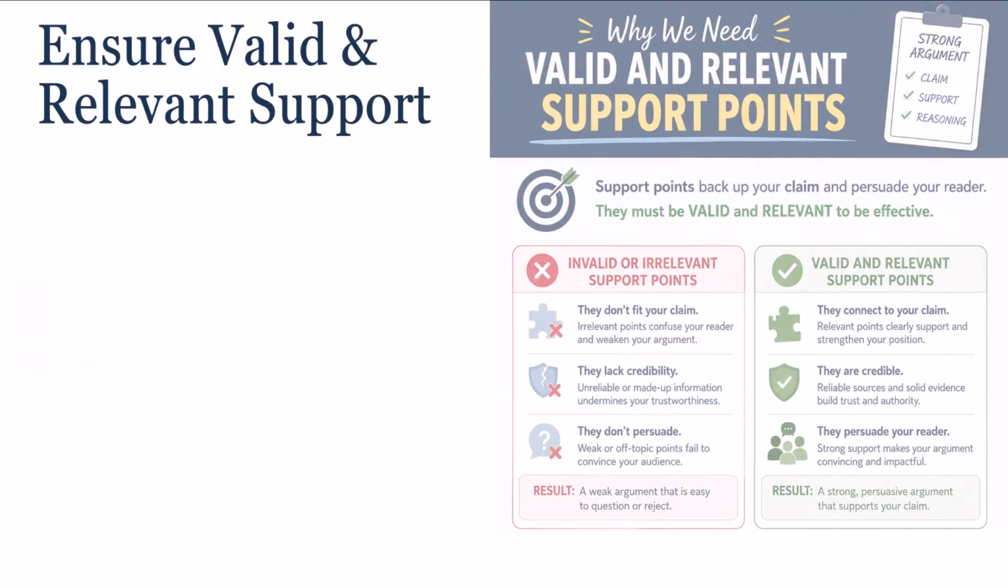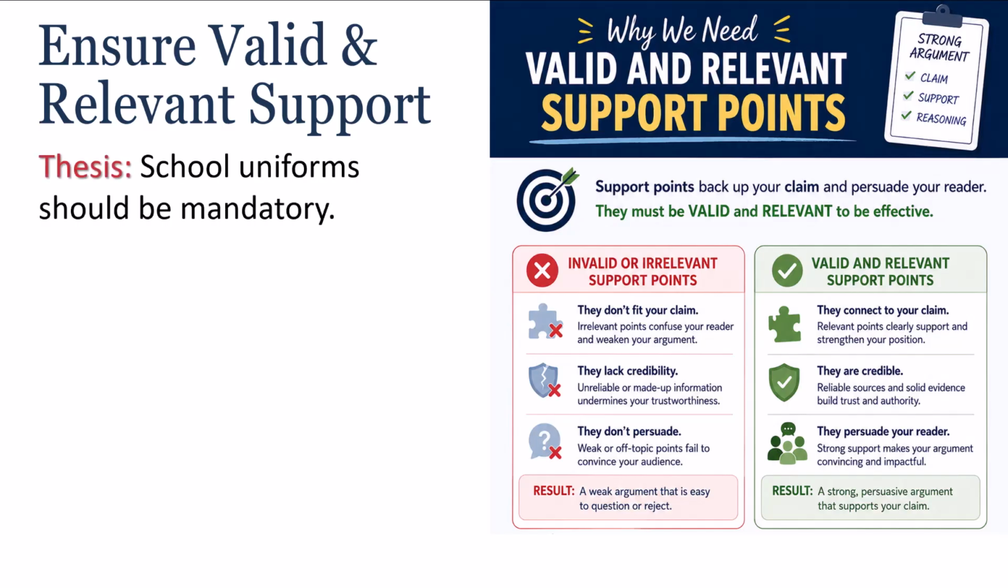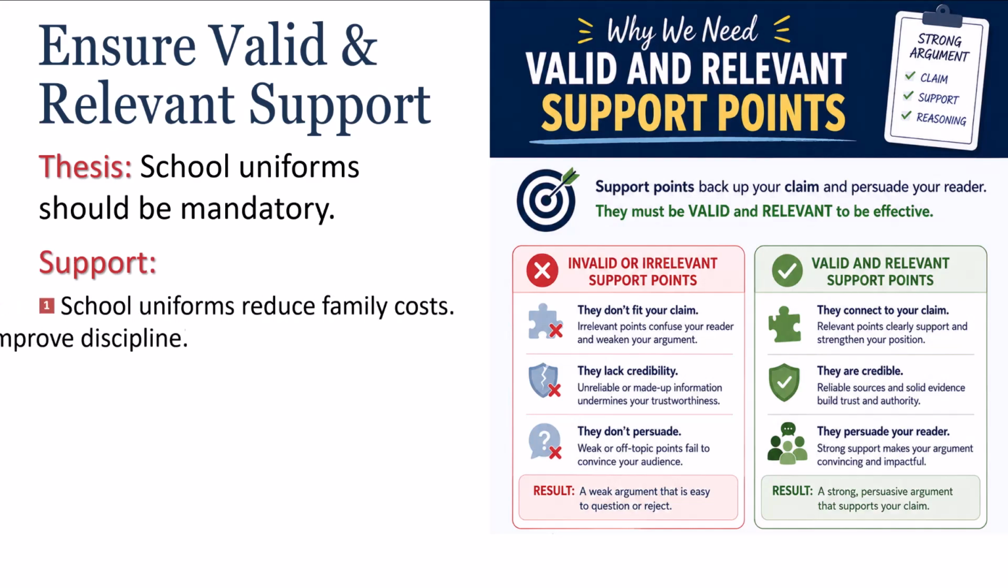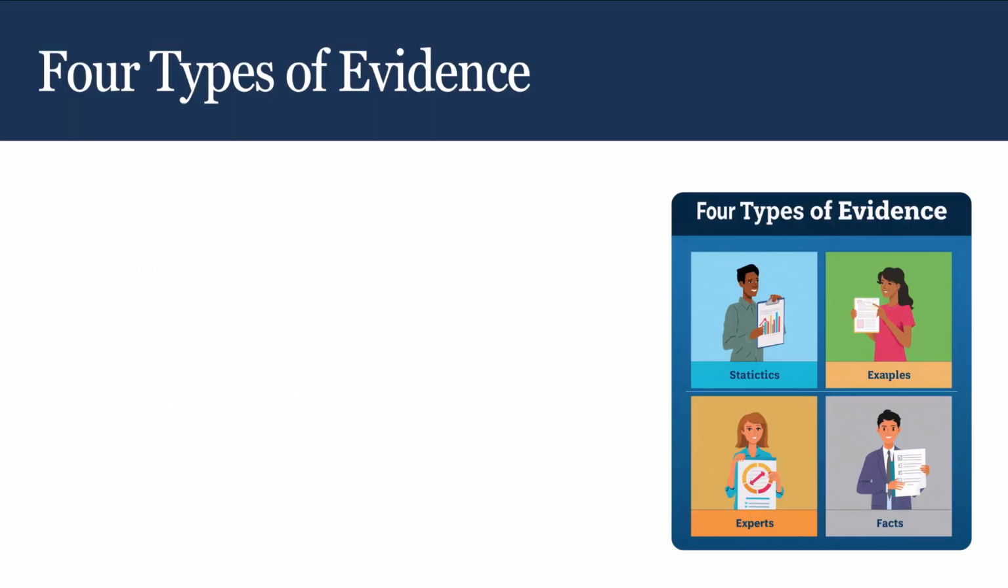Finally, the heart of any argument is your supporting points, which must be valid and relevant. Consider, for example, this thesis. School uniforms should be mandatory. Your supporting reasons are that school uniforms reduce costs for families, improve classroom discipline, make schools safer, and save students time when getting dressed. Do you see a problem with that last point? Saving time is certainly a valid point, but it's not truly relevant in an argument about the education of children. Valid and relevant evidence is key to a persuasive argument.